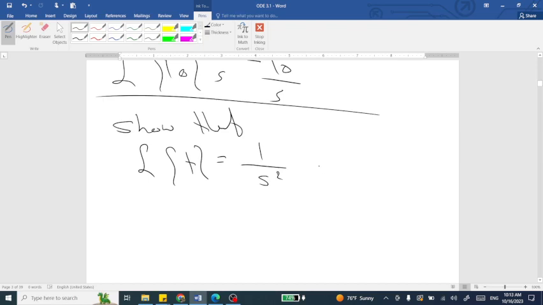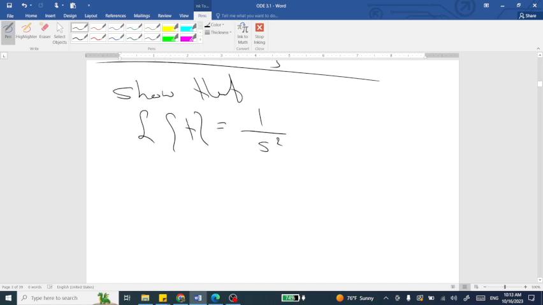If the function is t, the Laplace is 1 over s squared. You need to write this rule.